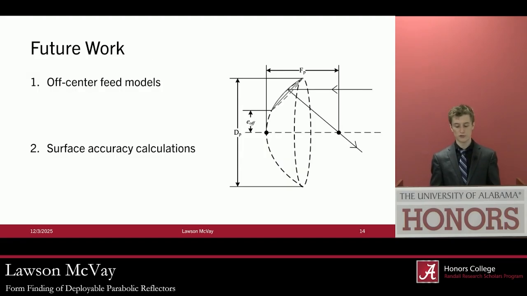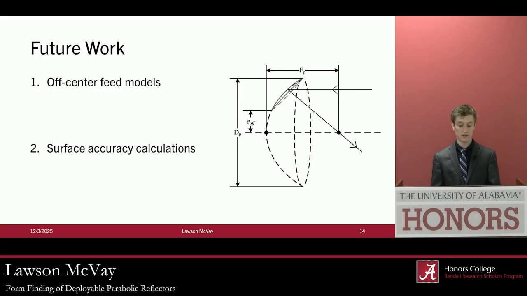Near-term future work includes working with off-center feed models in which the dish does not take up a symmetric part of the paraboloid. These are commonly used to reduce the amount of physical interference the feed causes when receiving or transmitting signals. And they're typically defined by taking some cylinder at some distance from the axis and cutting that surface of the paraboloid.